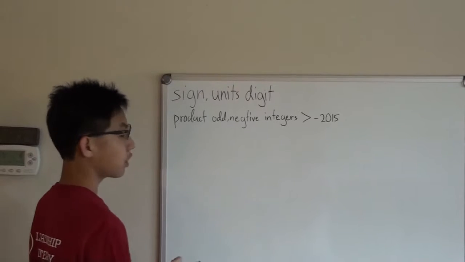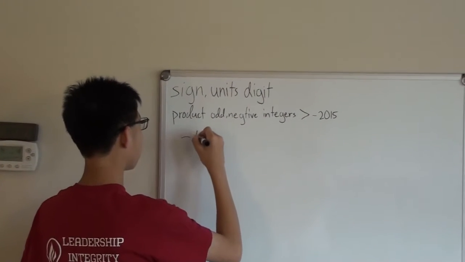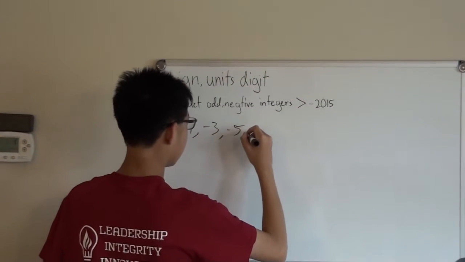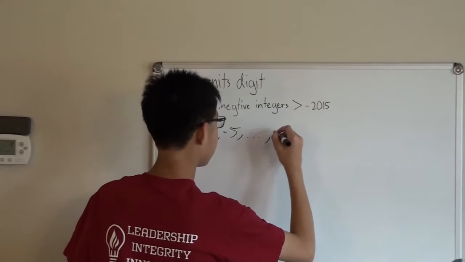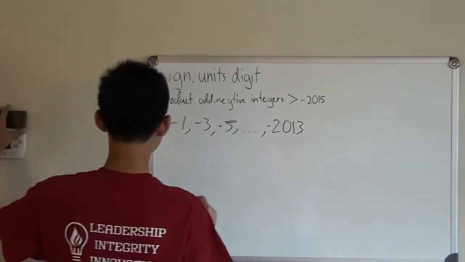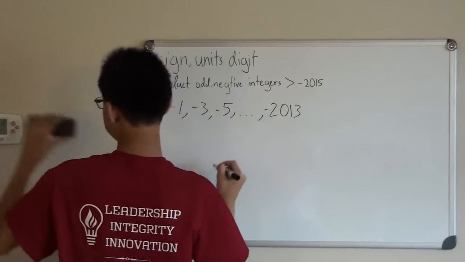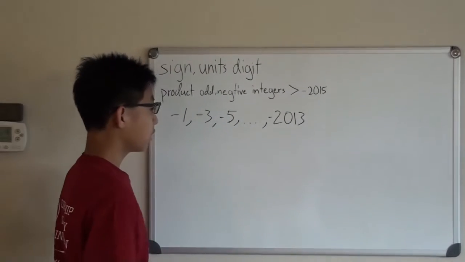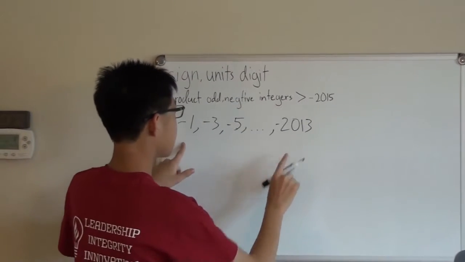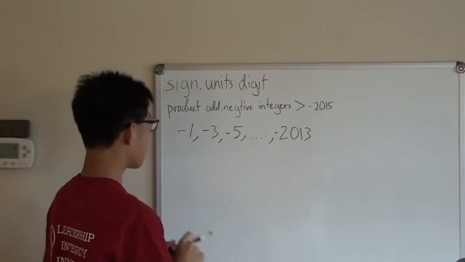So starting off, the first and largest negative integer is negative 1, and then followed by negative 3, negative 5, and so on, all the way to negative 2013, since this is the least negative integer that is greater than negative 2015. After that, we need to determine how many terms there are in this sequence. That way we can find the sign of the product.